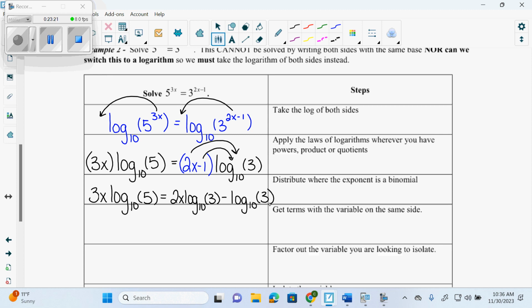So I'm trying to get an x by itself equals something, right? That's my ultimate goal. So that's why once I've done distributing, I'm trying to get the terms with x's together. So that's right here. Get terms with the variable on the same side. So I'm going to subtract this 2x one over. So I'm going to have 3x log base 10 of 5 minus 2x log base 10 of 3 equals negative log base 10 of 3.